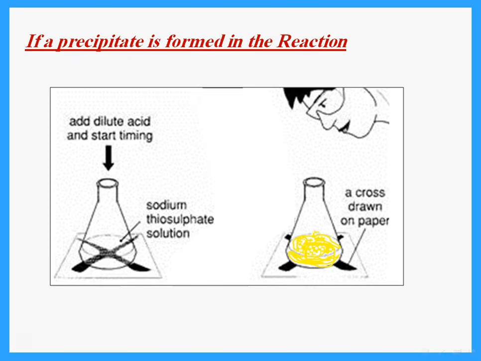But what if there is no gas given off? We said if a precipitate is formed, then what we do is we put the flask on an X and we look through the solution and measure the time taken for the X to disappear. So as the solution becomes cloudy, then the X will disappear. A faster reaction will take less time for the X to disappear.